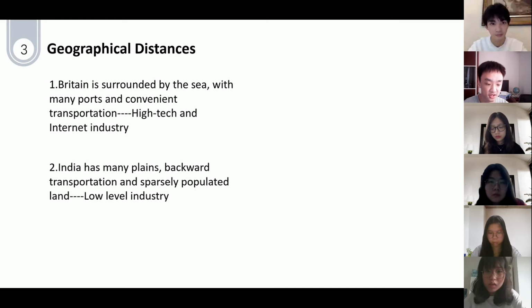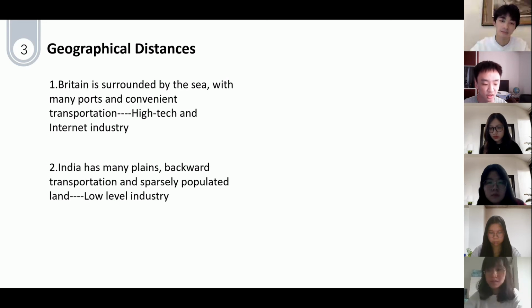The geographical distance. The UK is surrounded by seas, with many ports and convenient transportation. It is suitable for technology and foreign trade enterprises to invest. There are many plains in India, but the transportation infrastructure is backward. So we can only develop some foreign trade and some middle and lower reaches industry. Next.